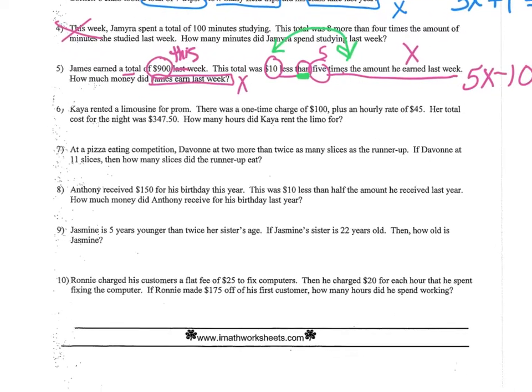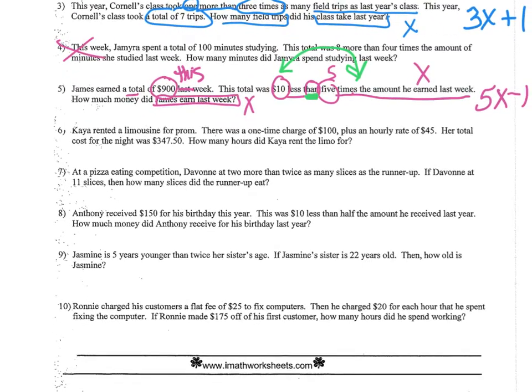Okay, so number 6. Kai rented a limousine for prom. There was a one-time charge of $100 plus an hourly rate of $45. Her total cost for the night was $347.50. How many hours did Kai rent the limo for? So that question, that's always your variable. That's what I don't know.